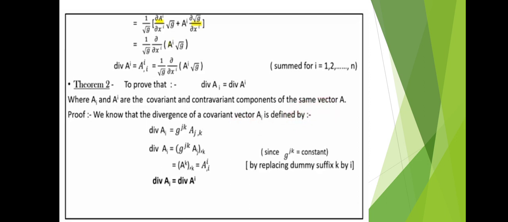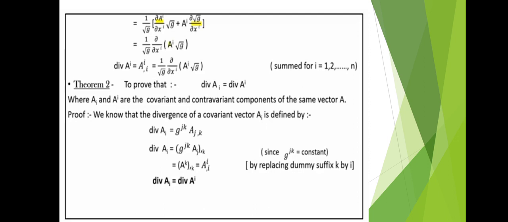Now we have to prove this theorem. We know that the divergence of a covariant vector AI is defined as divergence AI is equal to g jk A j comma k. Now divergence AI is equal to, we write it as GJK AJ bracket K.